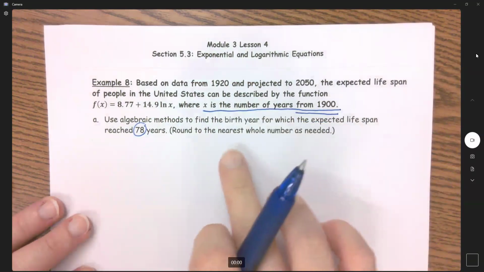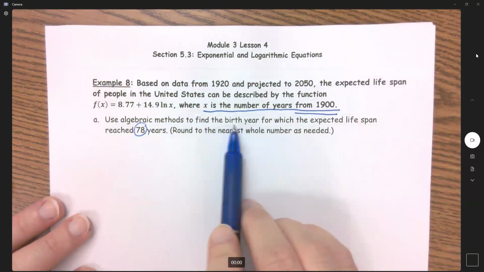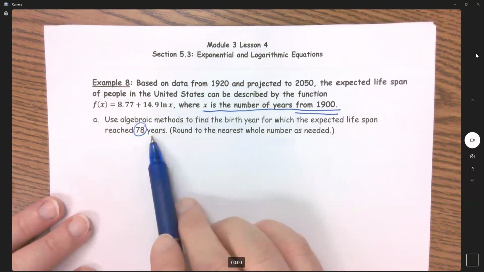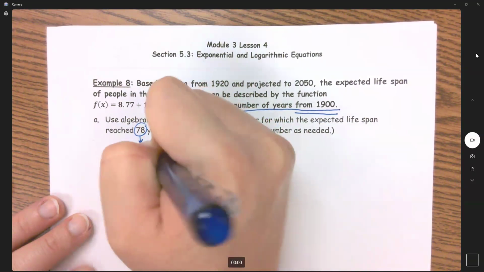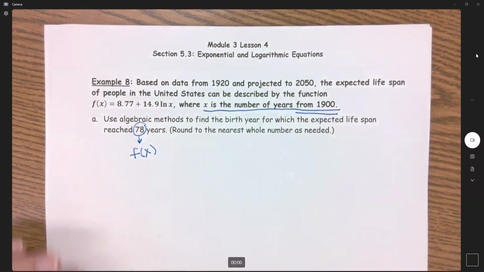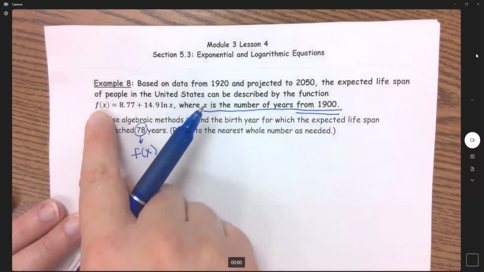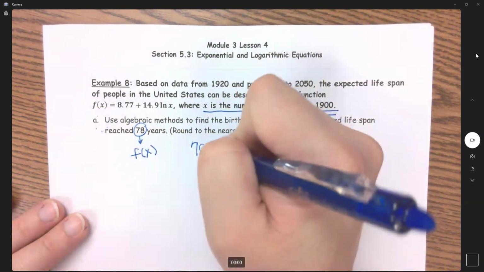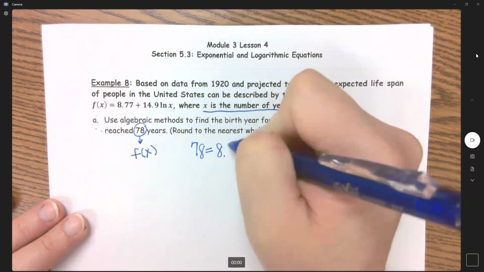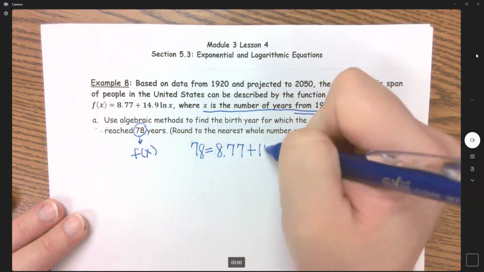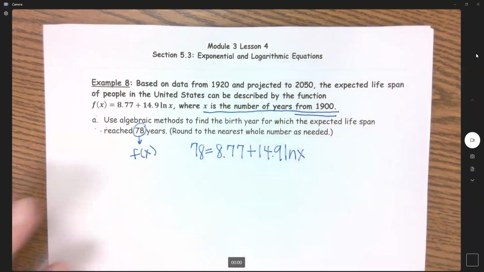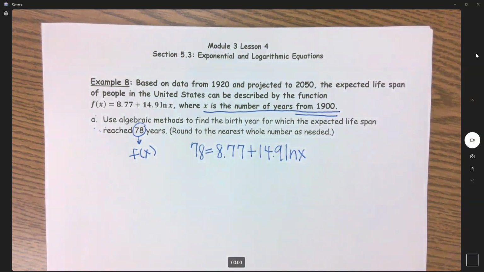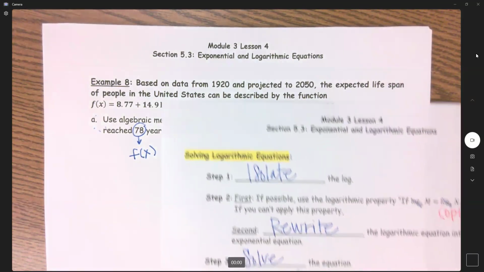So if we're wanting to know the birth year, we're finding x, and this tells me my f of x. Okay, so let's substitute 58 into our f of x. And we need to solve for this x here. So we are using our steps from the previous page to solve this.